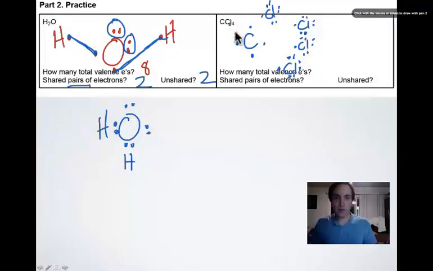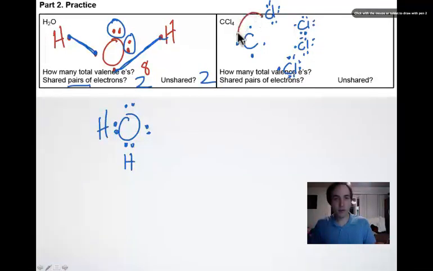Okay, so just like before, we're gonna look for single electrons because those represent opportunities for bonding. Chlorine only has 1 single electron. Carbon, on the other hand, has 4. So what that means is carbon has the ability to form 4 bonds. Chlorine only has the ability to form 1 bond because it only has 1 single electron.